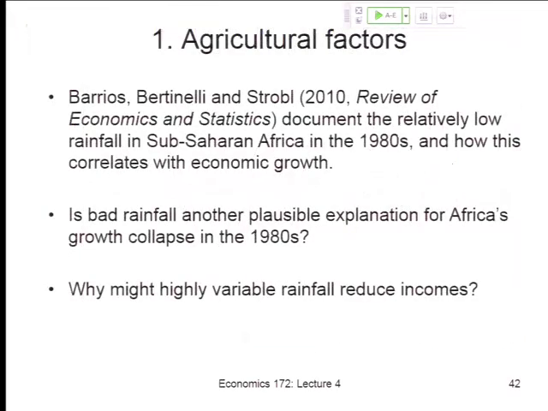Okay, so why might highly variable rainfall reduce incomes? We know that in a given year, if the rain collapses, obviously your crop collapses, you're poor. But beyond that, why might just the threat of bad rainfall lead to lower incomes? That's an even more pernicious, or kind of dangerous, problem.